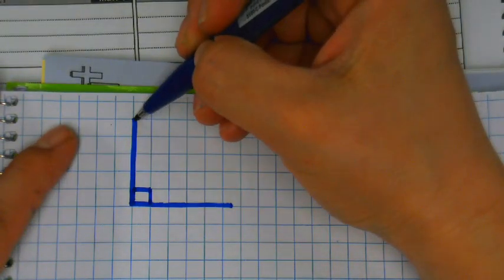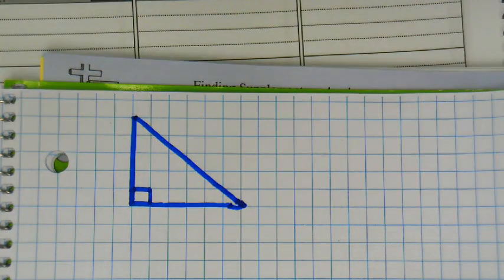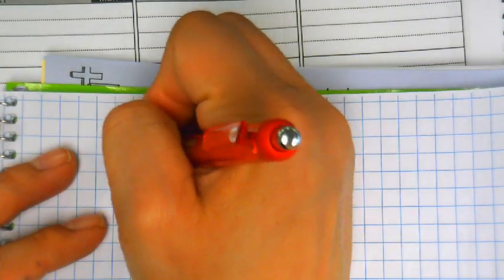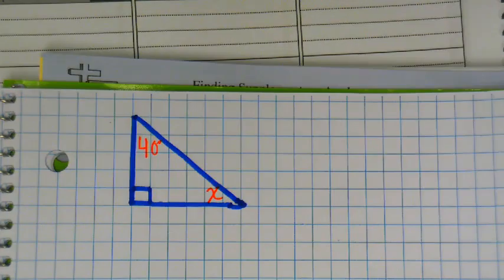All right, let's close it up and make it a triangle. That's a funny looking triangle. All right, we're going to make this one 40 degrees and this one X. Can you solve for X? What equation do I write down? X plus 40 equals 90.